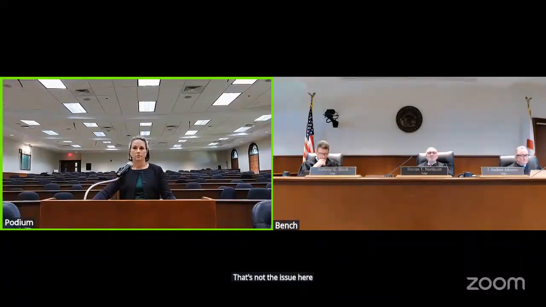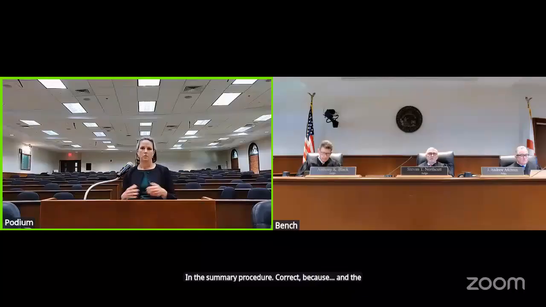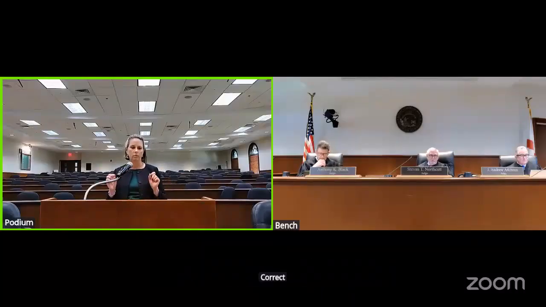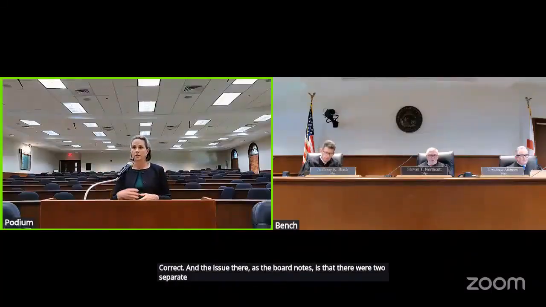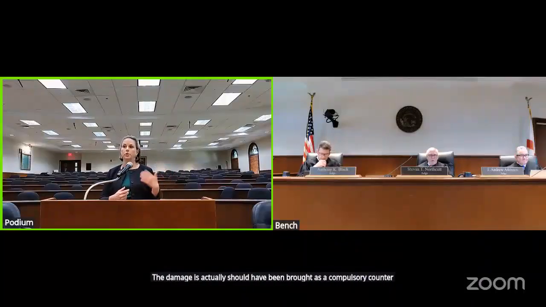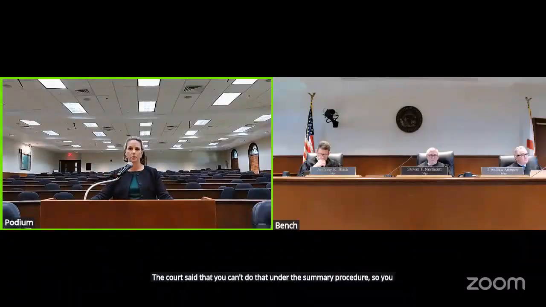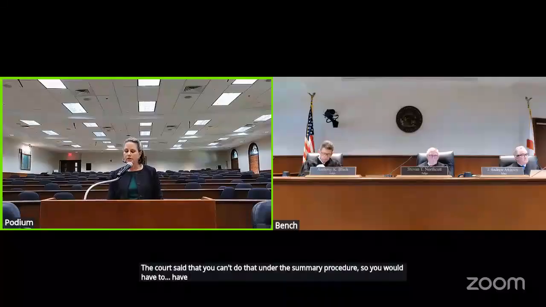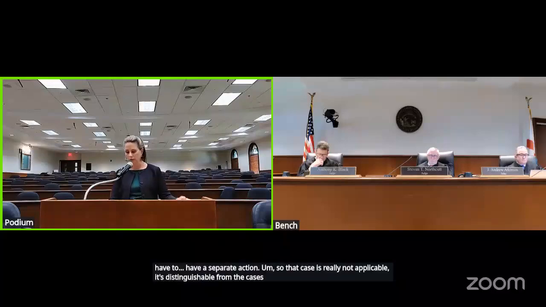It could not have brought the damages action in the summary procedure. Correct. Which is why it wasn't res judicata. Correct. And the issue there, as the court notes, is that there were two separate proceedings going on. The argument was the damages action should have been brought as a compulsory counterclaim or as a compulsory claim in the summary procedure. And the court said that you can't do that under the summary procedure, so you would have to have a separate action. So that case is really not applicable. It's distinguishable from the cases before this particular court.